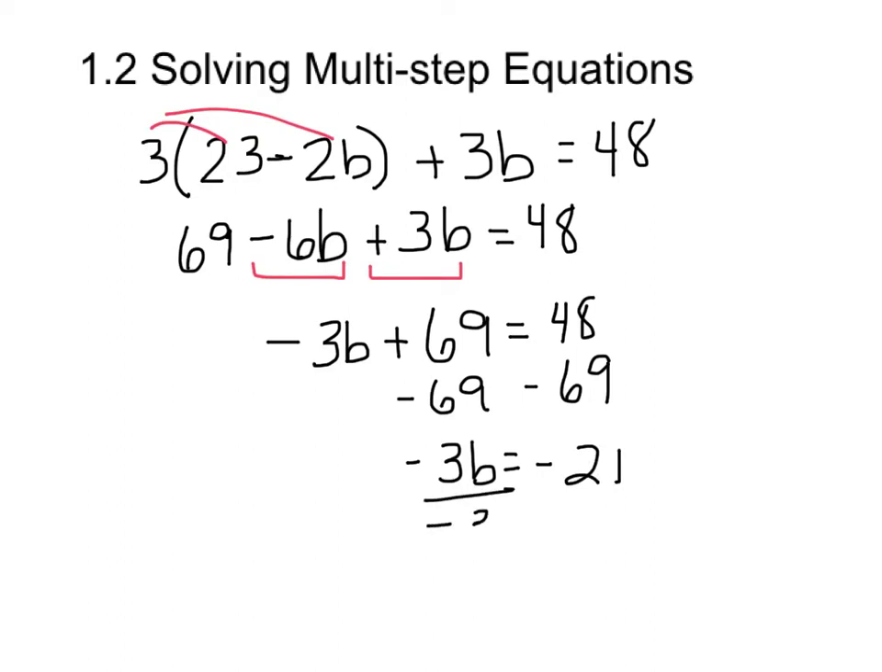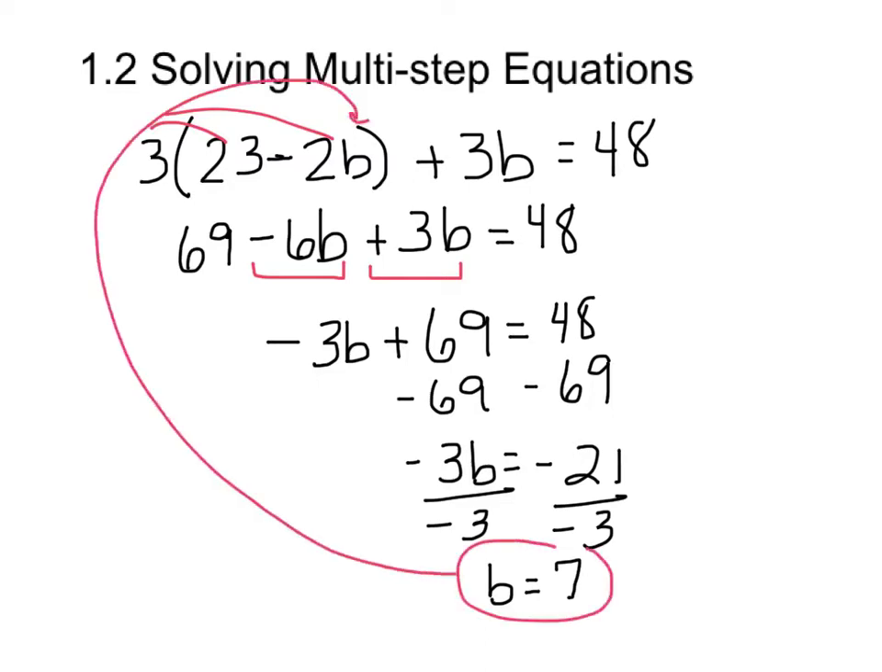I now divide both sides by negative 3. And negative 21 divided by negative 3 gives you an answer of positive 7. Now if you wanted to, you could take this 7 and plug it back in up here for both b's, and it should give you the correct answer of 48 equals 48. And it will work, so my answer is b equals 7.